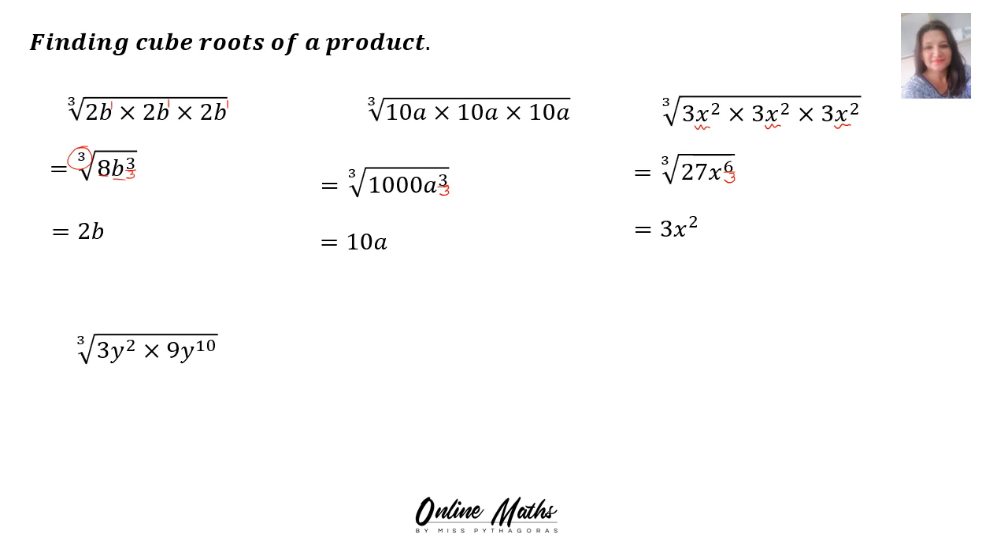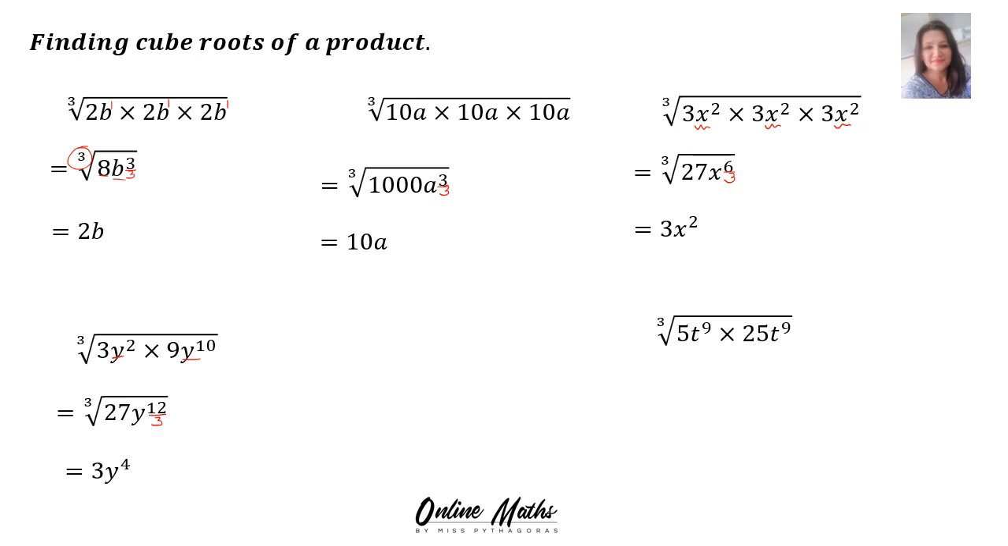On this one, again we multiply and we simplify under the cube root. Therefore, 3 times 9 is 27, and y squared times y to the 10. When bases are the same, we add exponents. Therefore, it's y to the power of 12. Now we can say the cube root of 27 is 3, and then the cube root of y to the 12, we divide the little 3 into the exponent, and the answer is 3y to the 4.